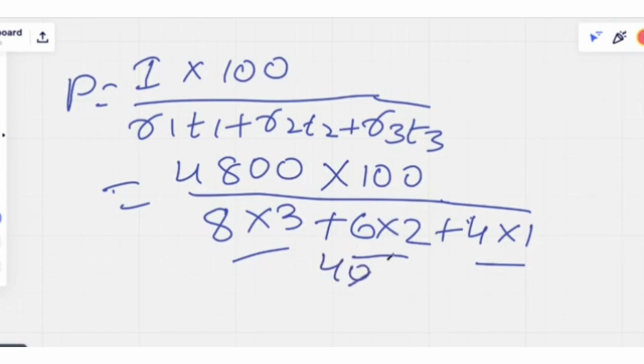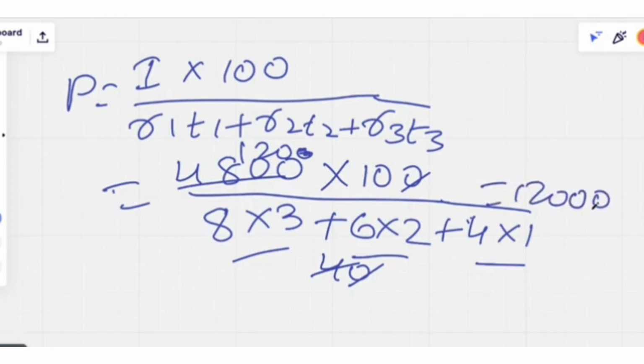We can cancel this. So 4 is exactly 120 times of 4800. So the answer is going to be 12,000. Okay, so the answer is going to be 12,000.